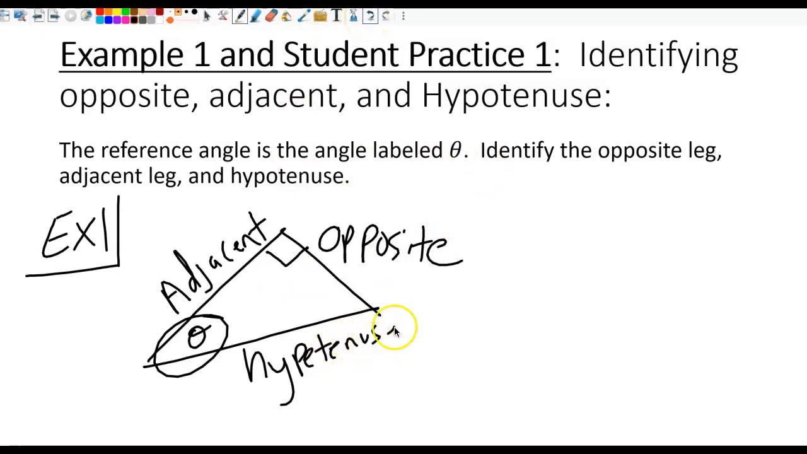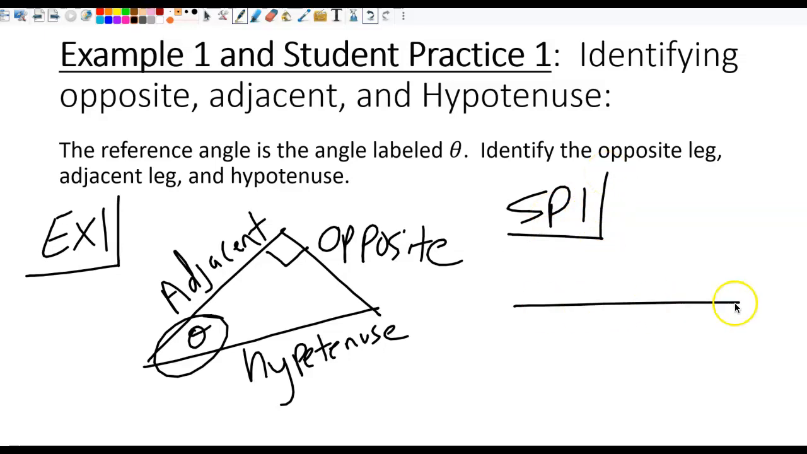Hypotenuse. There we go. All right, so let's give you guys a student practice and see how you do with labeling these things. So we have the following. Here's your reference angle. So go ahead and pause the video here and see if you can label these three sides as opposite, adjacent, and hypotenuse. And when you unpause the video, I will show you the solution.